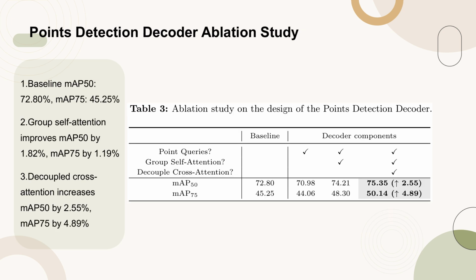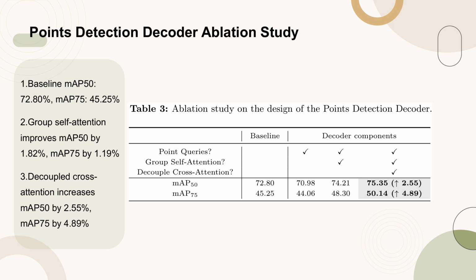Table 3 presents the results of an ablation study on the design of the points detection decoder. The baseline, derived from a two-stage deformable DETR, achieves a mAP50 of 72.8% and a mAP75 of 45.25%. Introducing group self-attention improves these metrics by 1.82% and 1.19% respectively, addressing ambiguity in point query interactions.